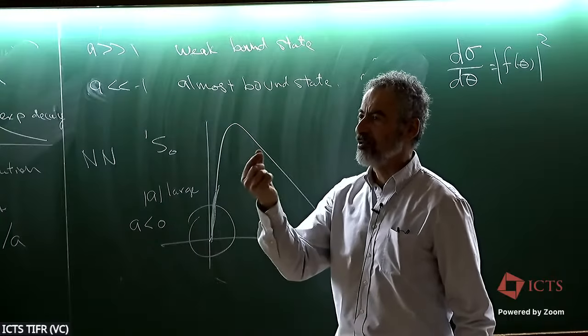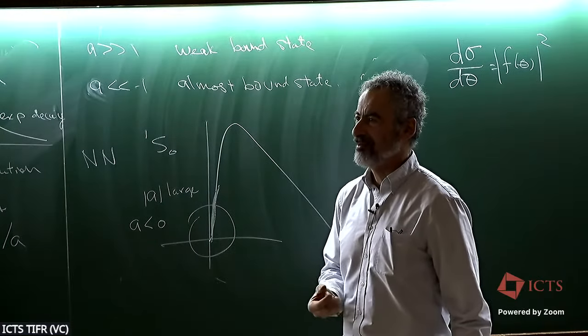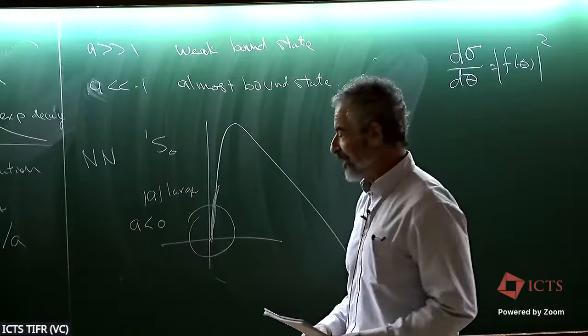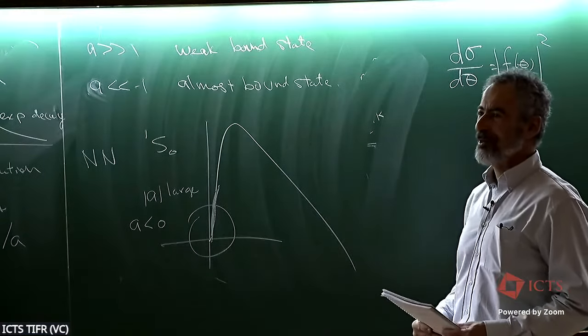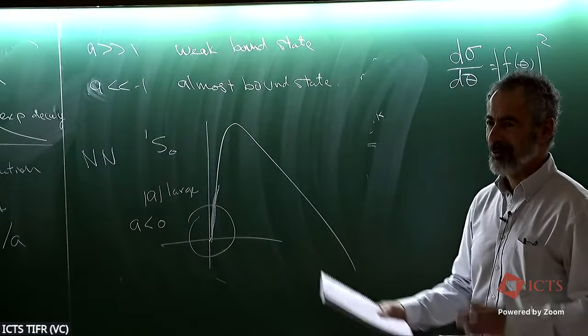In particular, for example, the neutron-neutron is almost bound. It's a good thing it's not, because if it was bound, there'd be no hydrogen in the universe, and there'd be no water, and there'd be no us.